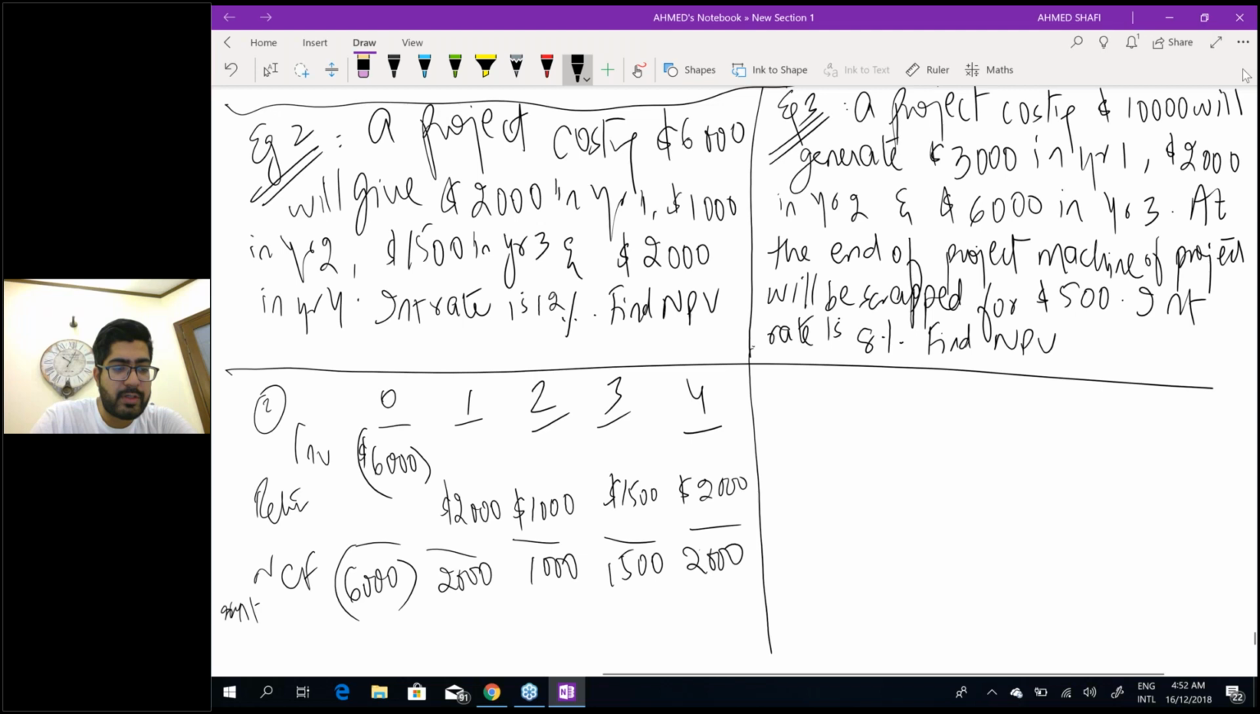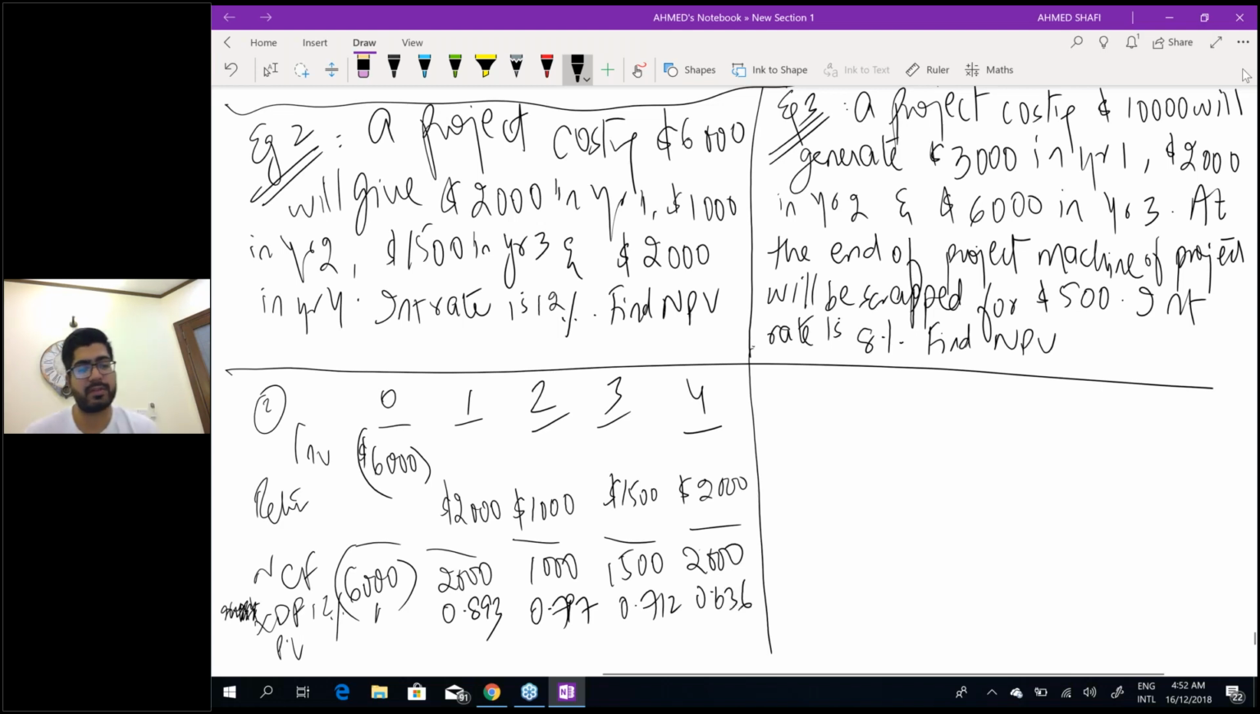These net cash flows represent those amounts which will be received in year 1, year 2, year 3, or 4 at later stages. Today's worth may be different. So multiply by discount factor to convert it into today's terms, present values. 12%. These will be seen from the table. Zero's factor is always 1. 12% year 1 you will be finding 0.893, 12% year 2 0.797, 12% year 3 0.712, 12% year 4 0.636.